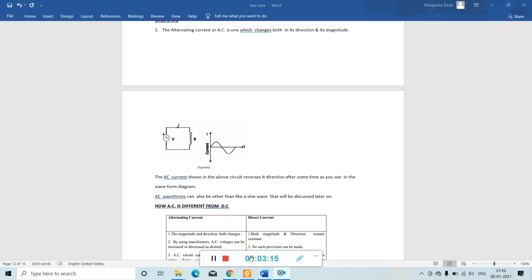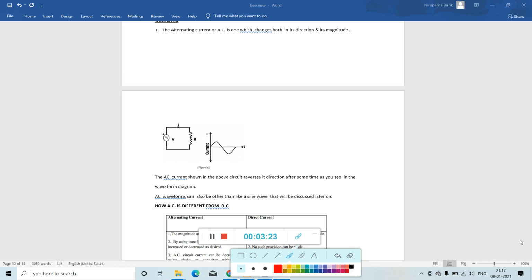Okay, so this is the waveform in positive direction, and now this is the waveform in negative direction. These are all symmetrical. The AC waveform can also be other than a sine wave, which will be discussed in a later part. Okay, so the AC waveform is like this.